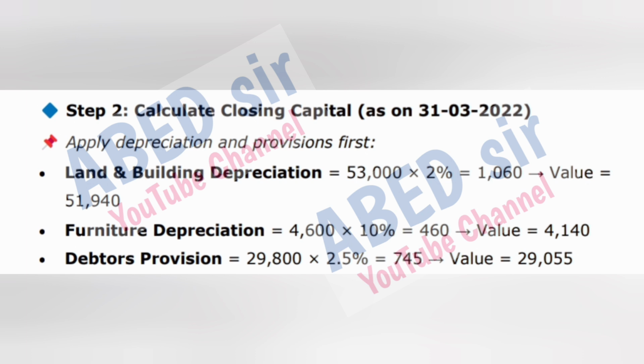Step 2. Calculate closing capital as on 31st March 2022. Apply depreciation and provisions first. Land and building depreciation is 53,000 by 2%, which is 1,060. Value is 51,940. Furniture depreciation is 4,600 by 10%, which is 460. Value is 4,140. Debtors provision is 29,800 by 2.5%, which is 745. Value is 29,055.